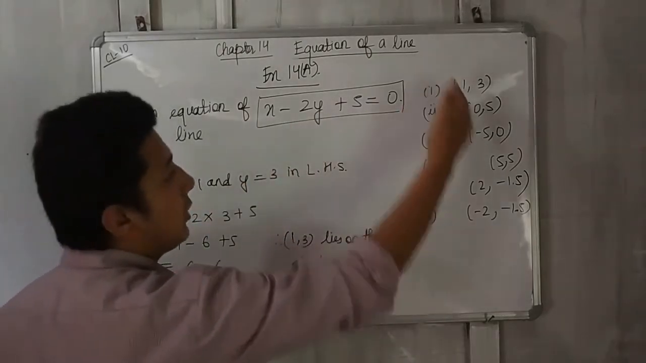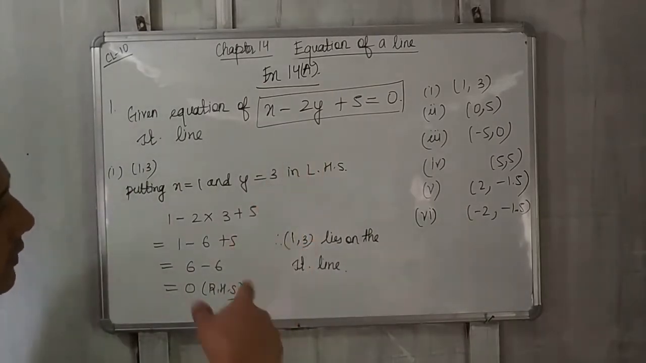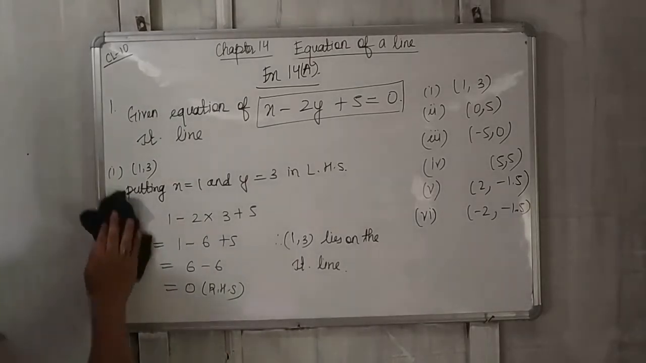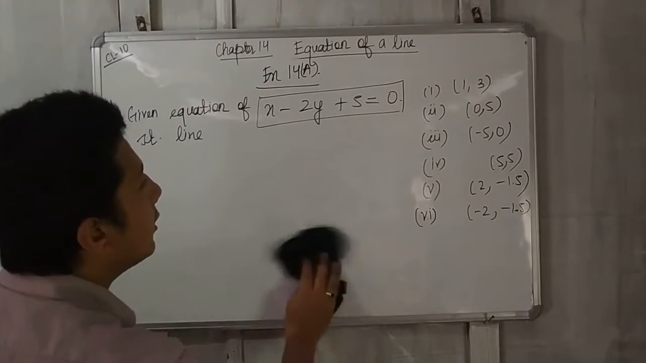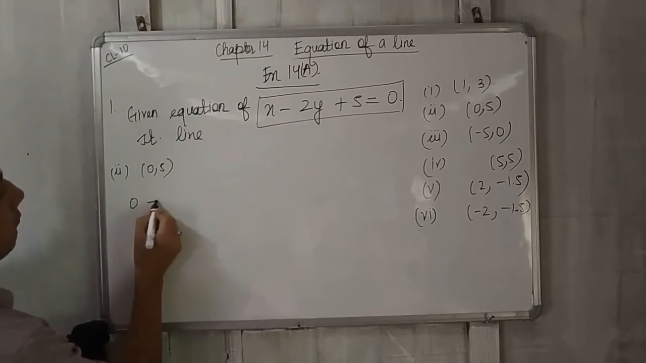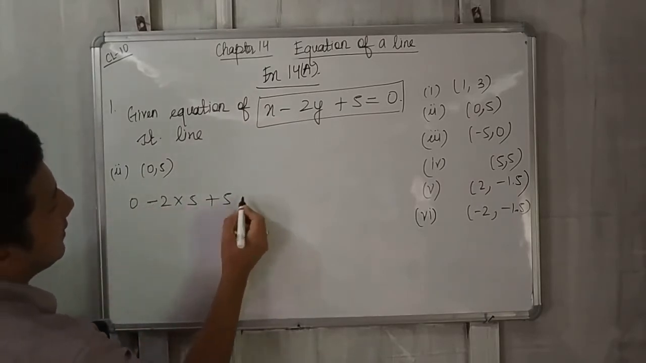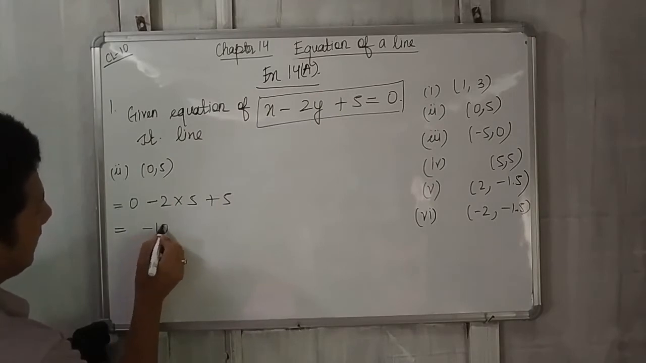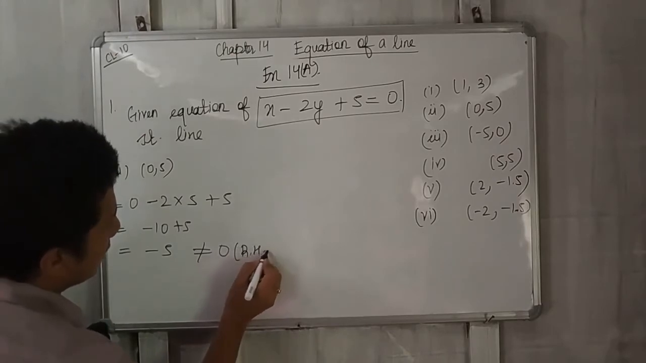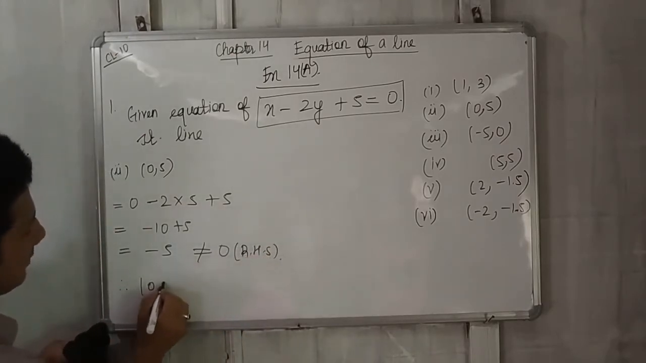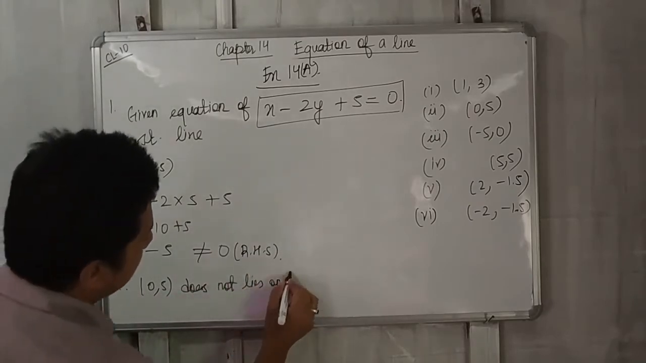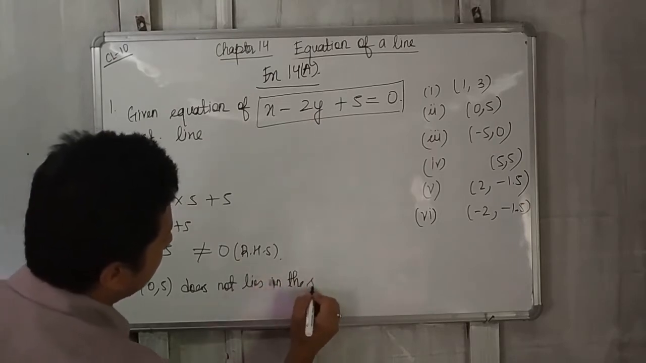Similarly we'll check the rest also. I'll do one or two, then the rest you will take as homework. Quickly pause the video, note it down. Similarly we move to the second one, that is (0, 5). Putting in, 0 minus 2 into 5 plus 10. So this is minus 10 plus 5, which equals minus 5, which is not equal to 0, the RHS. Therefore (0, 5) does not lie on the straight line.